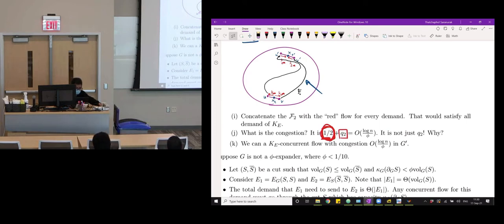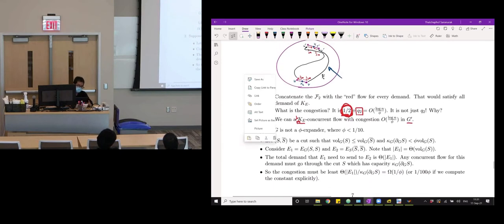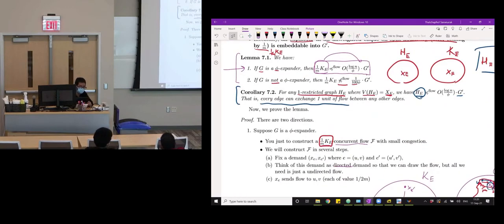Okay, so that is how we embed the clique. Sorry, I always forget this thing. Yeah, we embed the clique into G prime. Okay, and now let's prove the other direction, which is if G is not an expander, then you cannot really embed a clique. This is going to be easier, actually.